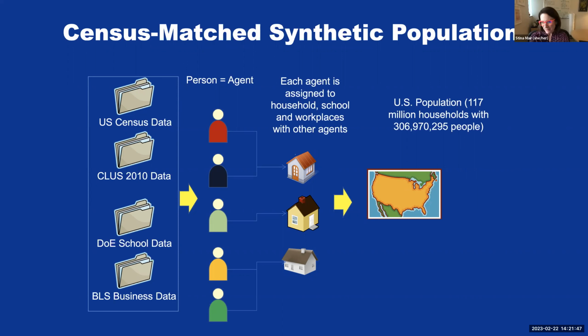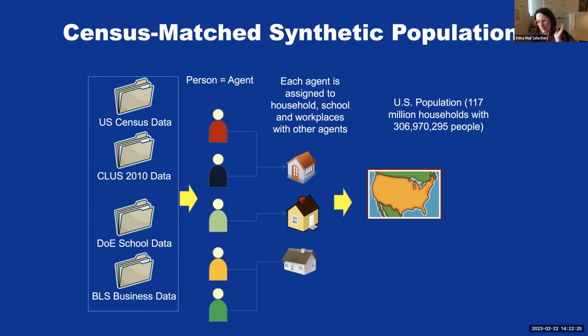There are 306,970,295 agents in this model, or people, and they live in 117 million households that represent the real populations down to the block group or block level. So it's a synthetic population, but it's representative at a spatial level. And each agent already has a home, a family, a school, a workplace, and commuting patterns. So there are a lot of additional things you can add in, but at the same time, it has some basic stuff that you do not have to reinvent the wheel for.